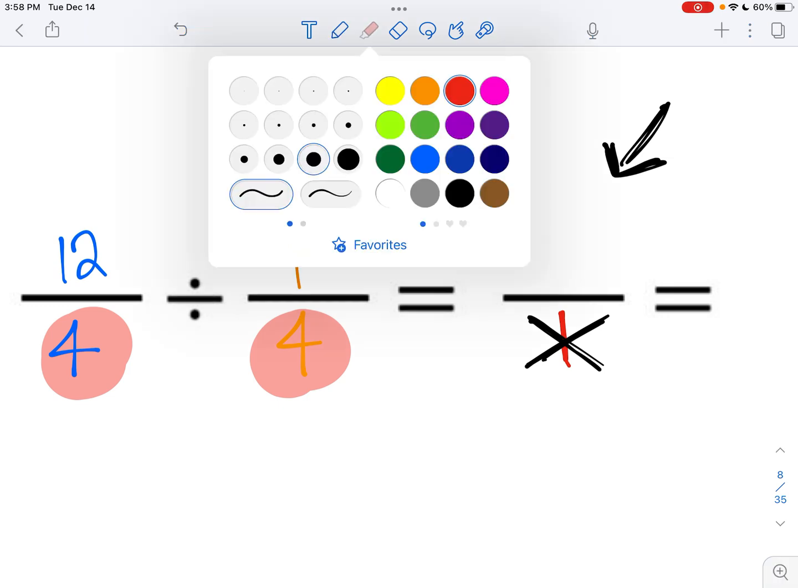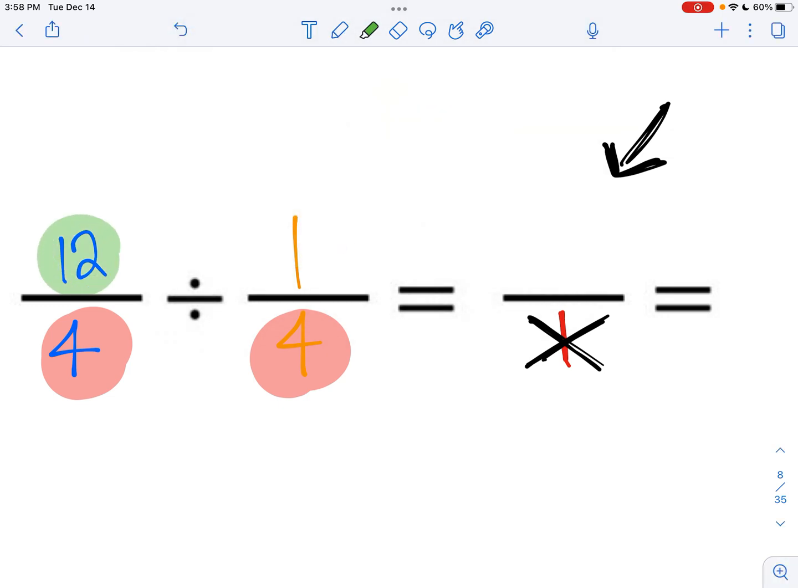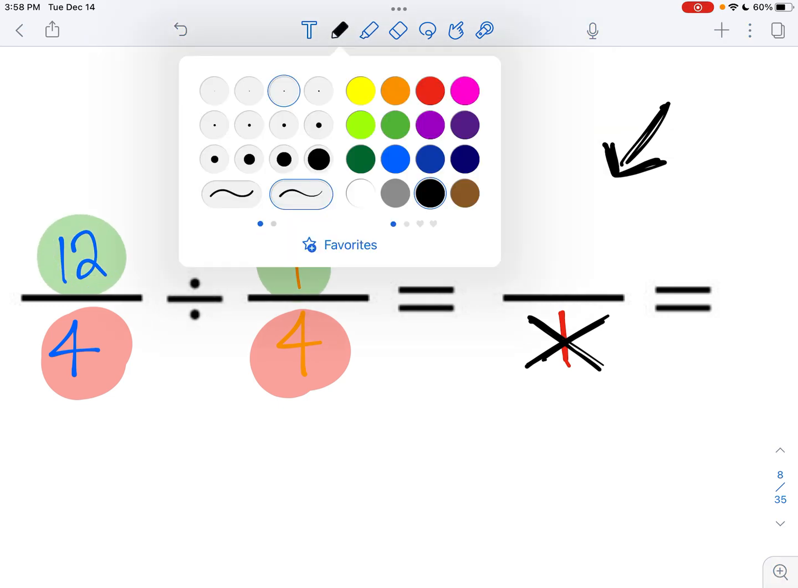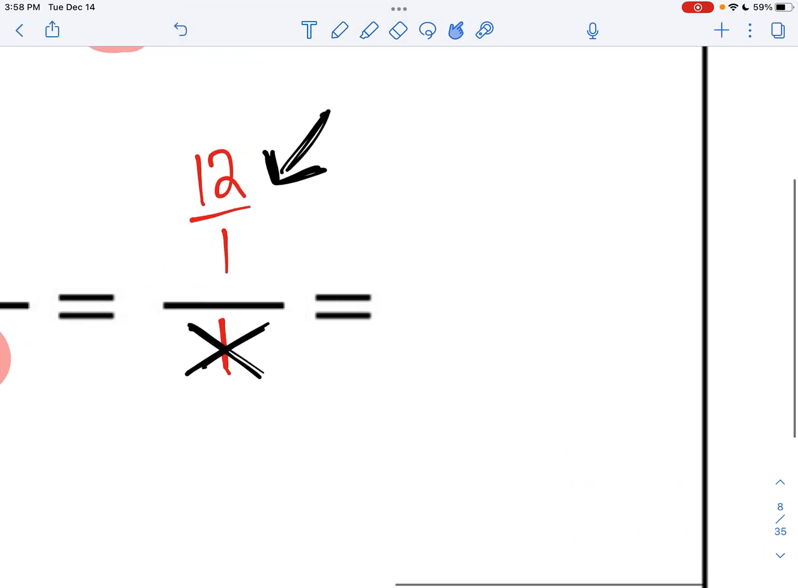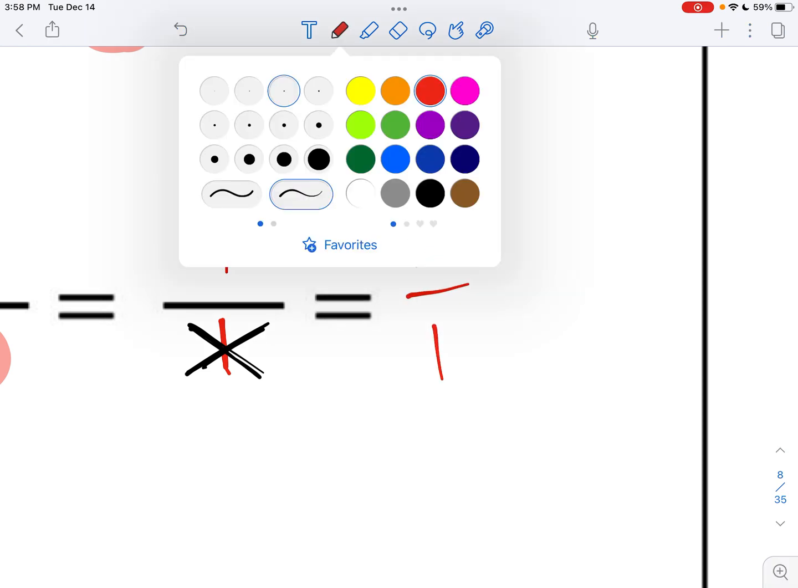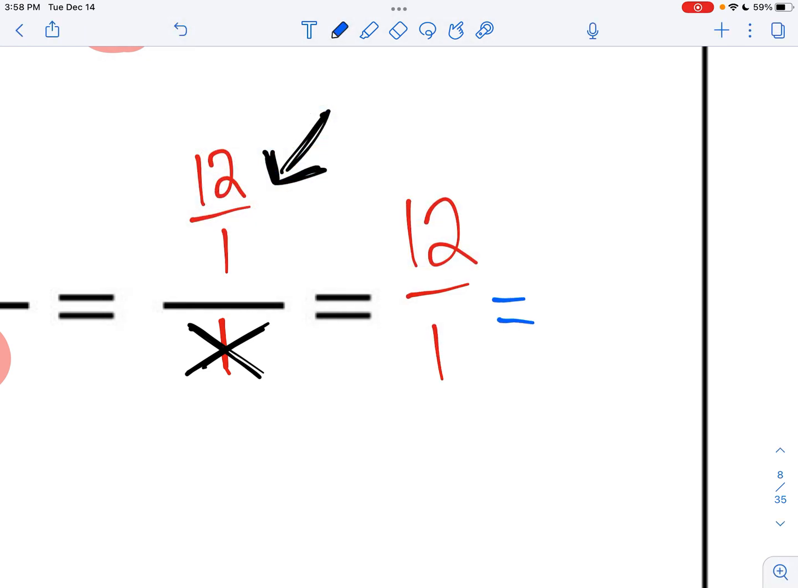So here we go. On the top, there's a 12 and then a 1. So I'm going to rewrite that as 12 on top of 1. Then I'm going to take that and rewrite it again. 12 on top of 1. And then I'm going to think about, what if I put that in the calculator? That's 12 divided by 1. That's just 12. That's my answer.